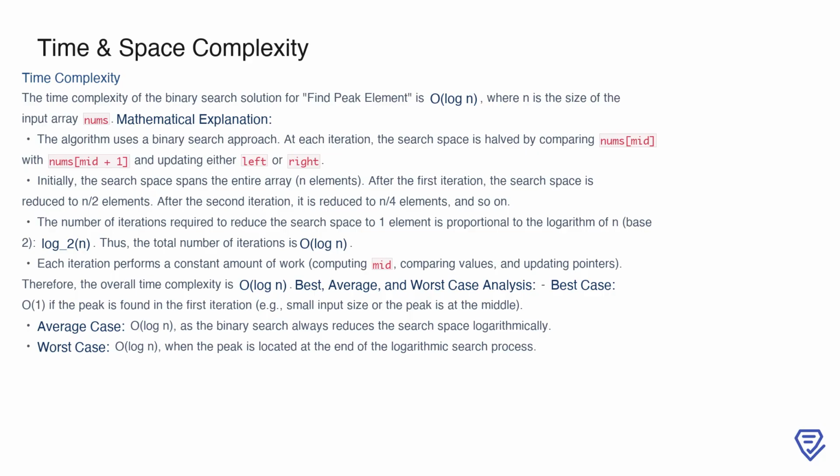In the best-case scenario, the peak might be found on the first check, resulting in O(1). However, in both the average and worst cases, the logarithmic reduction ensures the complexity remains O(log n). This makes the binary search solution highly efficient compared to a linear approach.